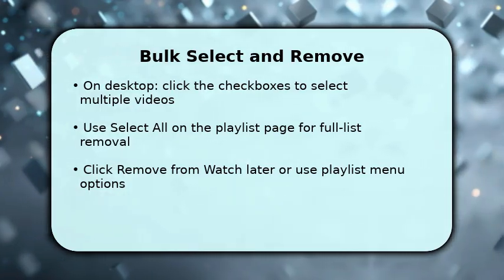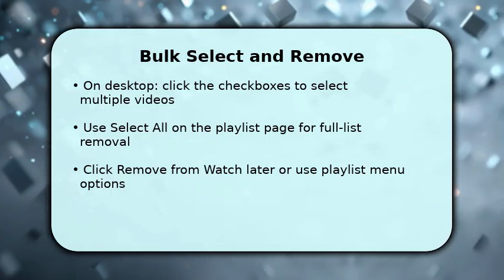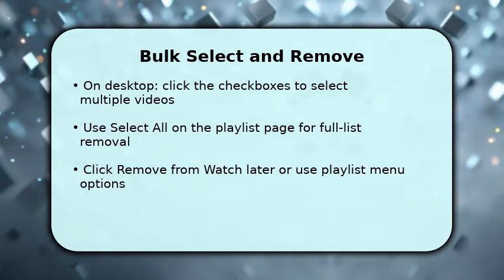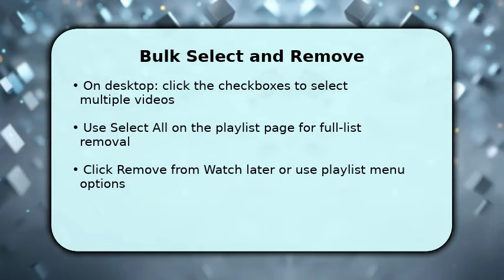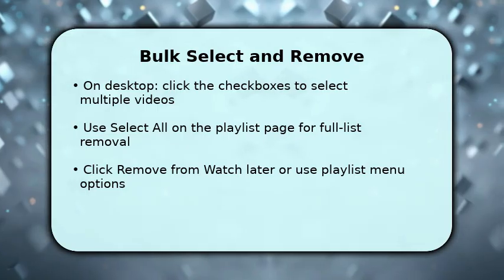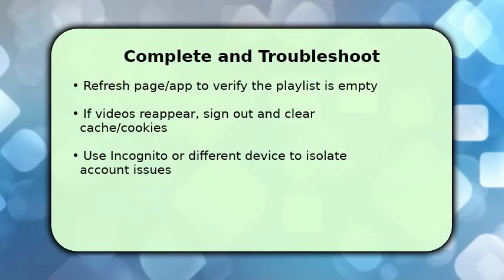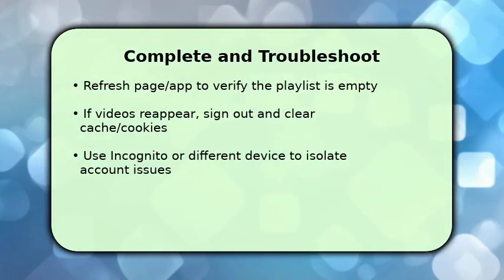If you're on mobile, tap the three-dot menu on each video for quick removes, or use Edit, then select to pick several. Make sure to confirm any prompts before proceeding. Finish by refreshing YouTube to confirm removals synced across devices. This ensures your changes took effect.